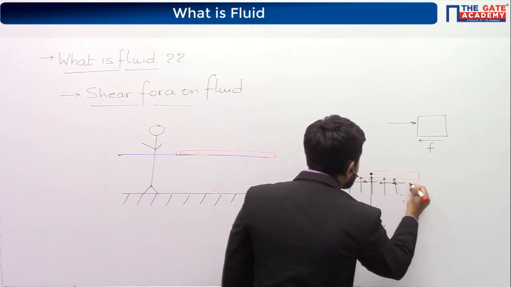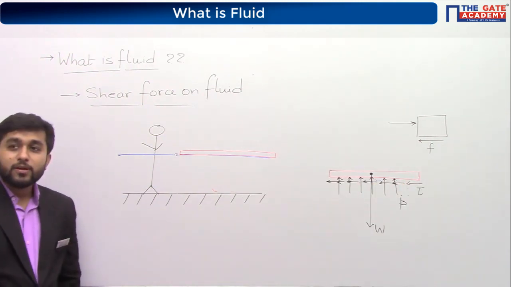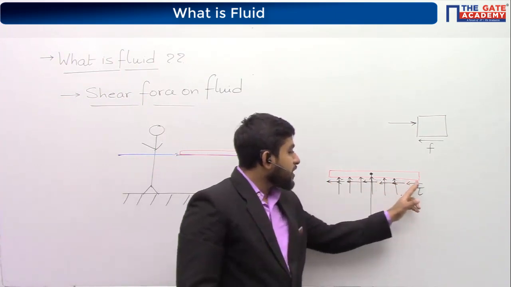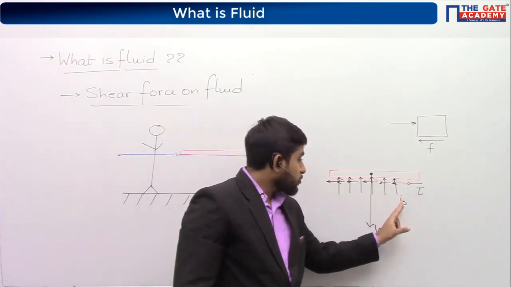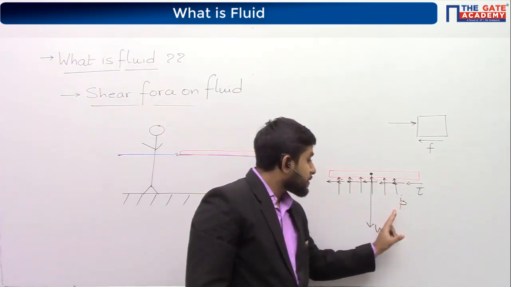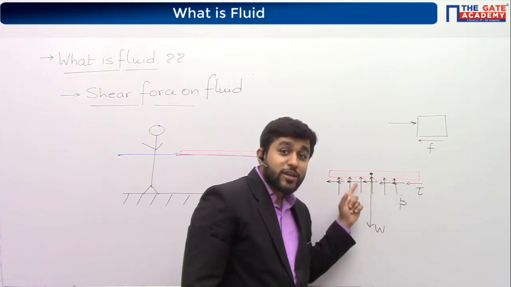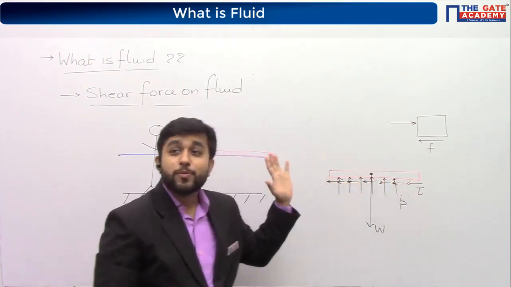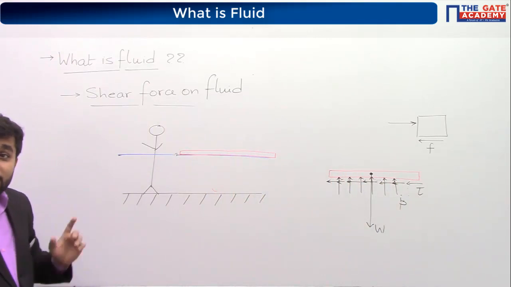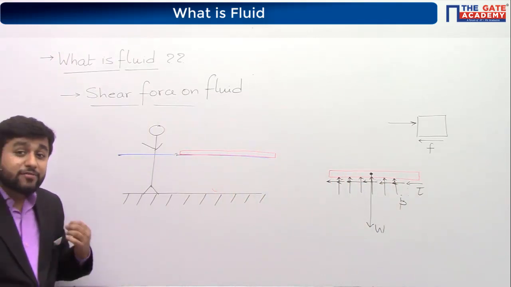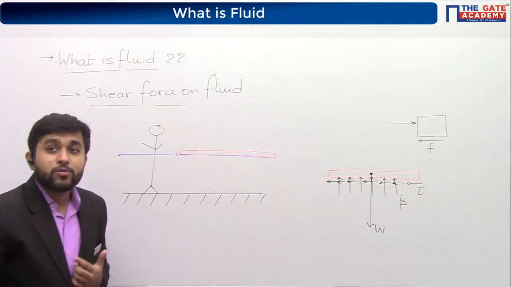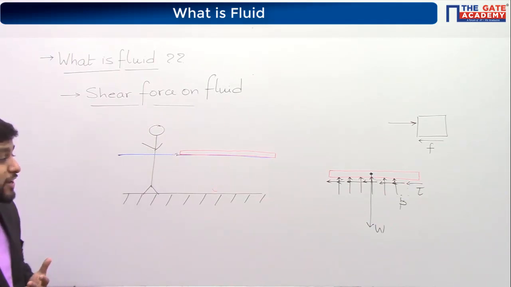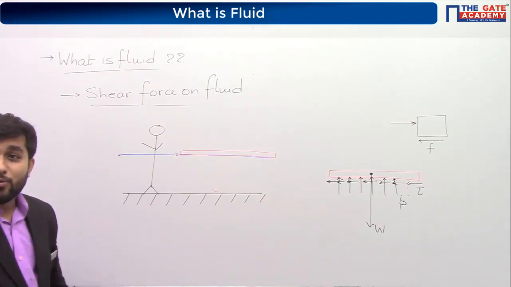Is that correct? The normal force is acting on the entire surface. Therefore, normal force per unit area is the pressure. Shear force is acting on the entire surface. So shear force per unit area is tau. Now, the body is at rest. So, can anyone tell me what is the value of tau?